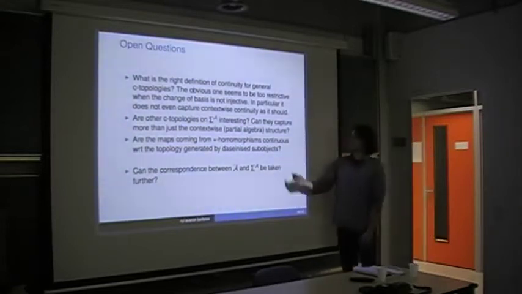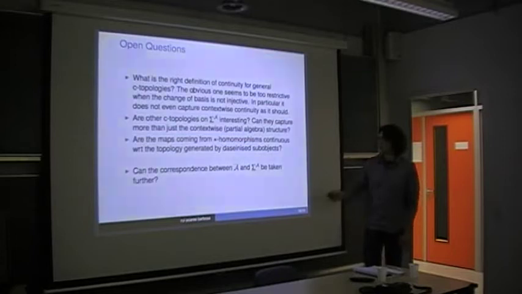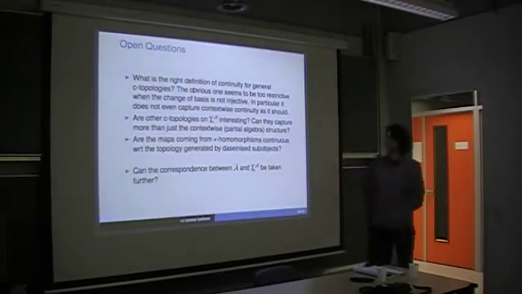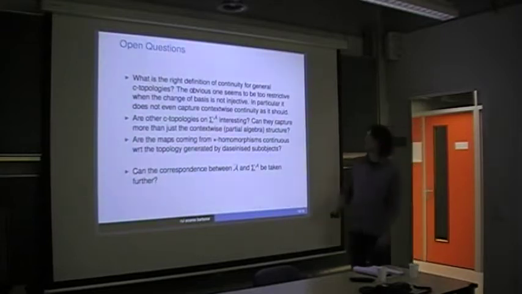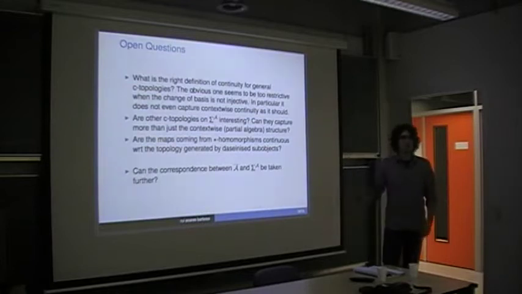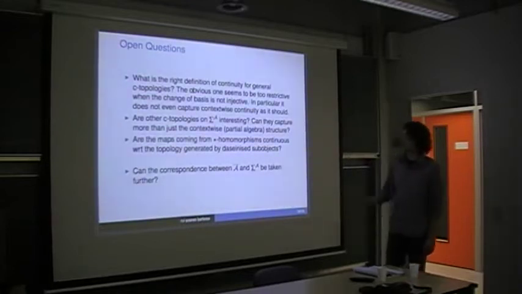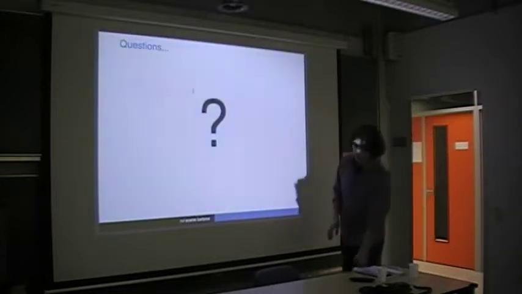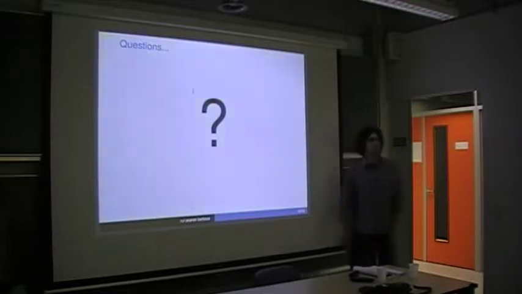Also, in particular for this Dasnization topology, we don't even know if the star homomorphisms would be continuous with respect to it. There are several definitions of continuity to try to come up with, but we're not really happy with any of them. So it's still an open question whether we can find something that would work there. So that's the end.